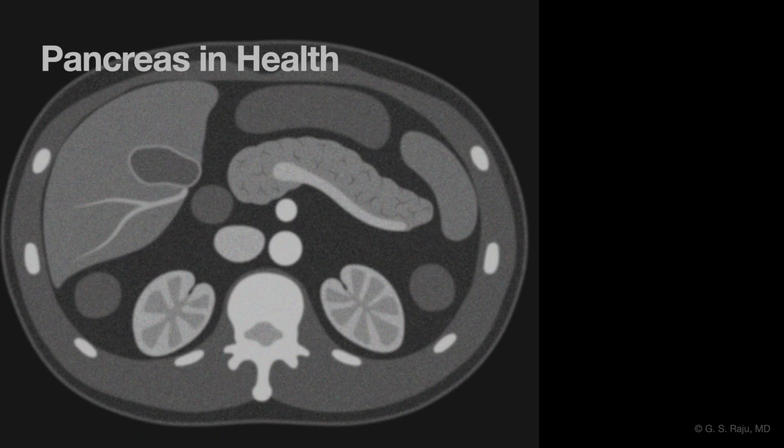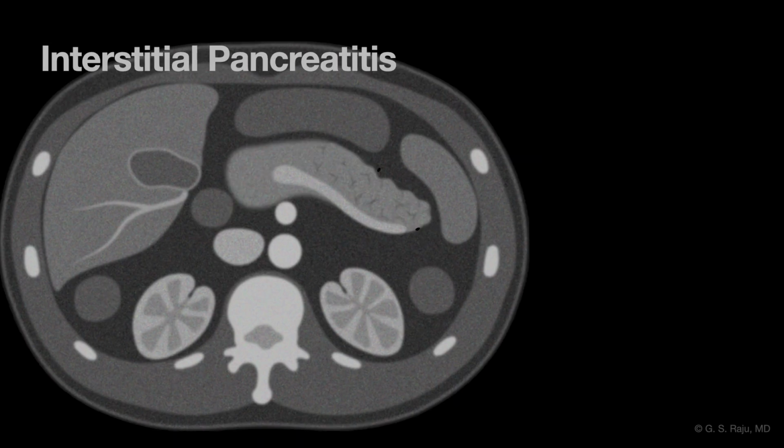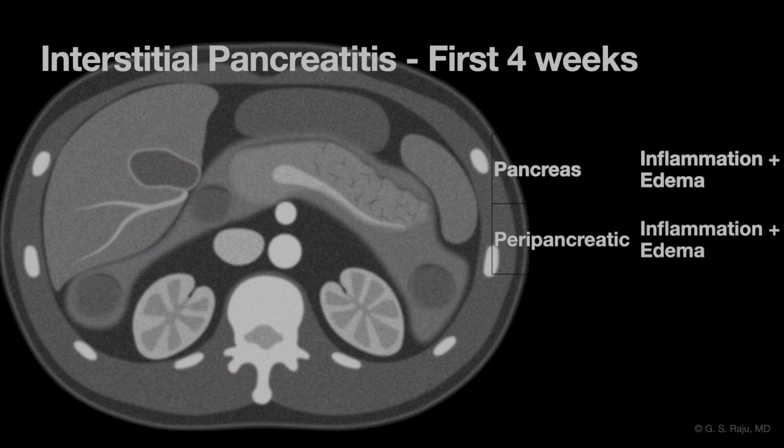So here is the pancreas in health, and if the patient comes in with mild interstitial pancreatitis, you may notice inflammation and edema of the pancreas. Here you see that the lobular pattern, lobulation, has been disrupted because of inflammation of the pancreas with edema. As the disease becomes more severe in the next 24 hours, you may notice peripancreatic inflammation and edema.